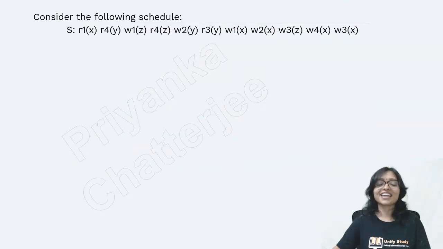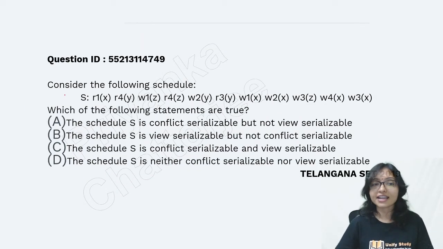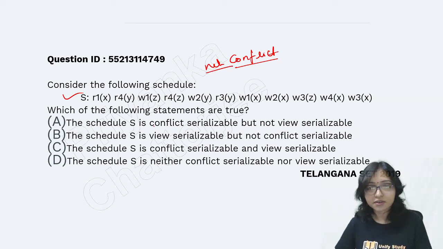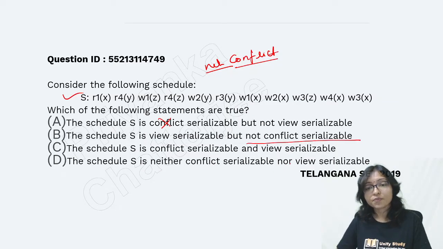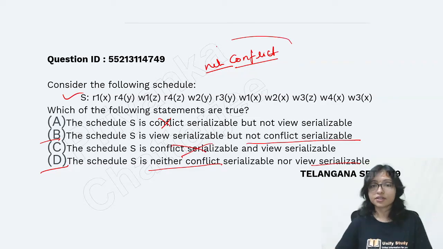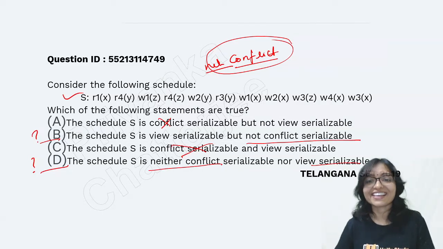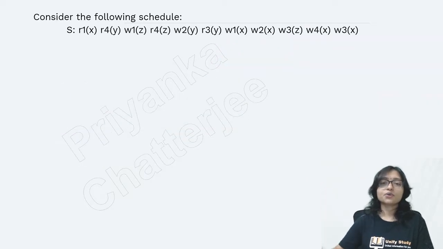Yes, now we will check, because till now we got that this is definitely not conflict serializable. The schedule is not conflict serializable, so it is neither conflict nor view? So which one will be the answer? It is not conflict serializable, but what is the answer, B or D? For that I have to know whether it is view serializable or not. Let's go for it.